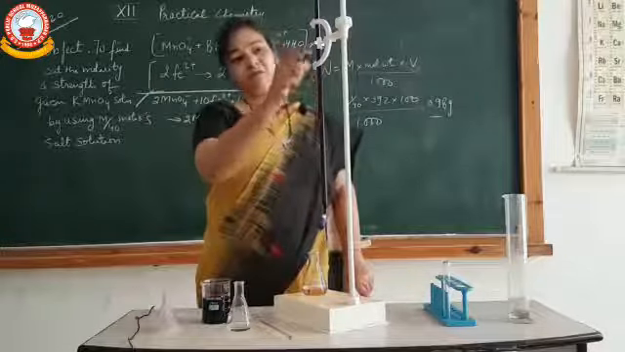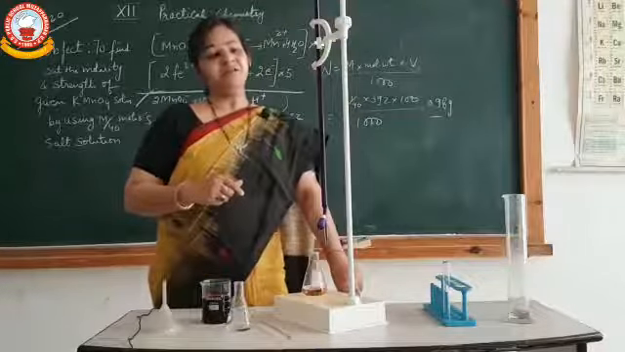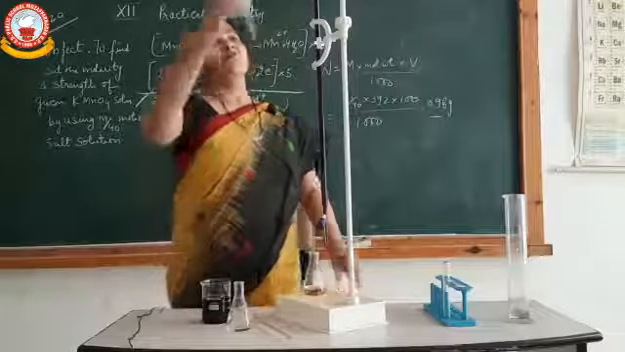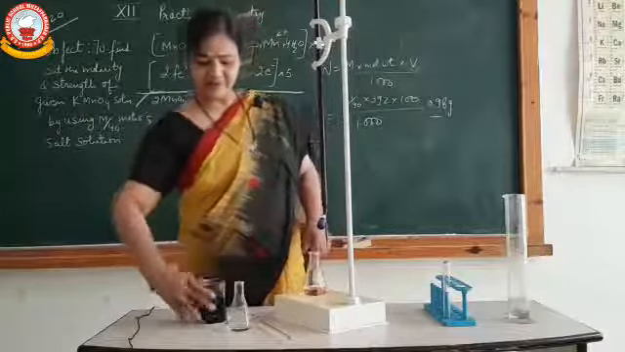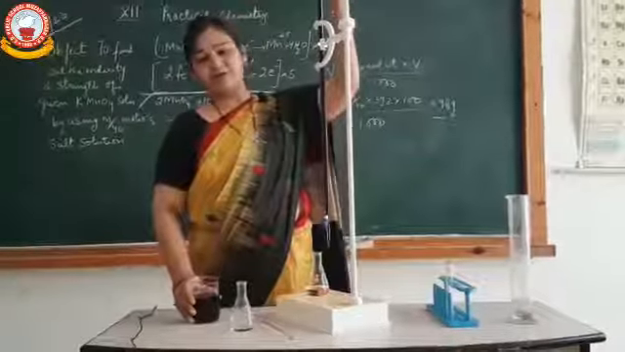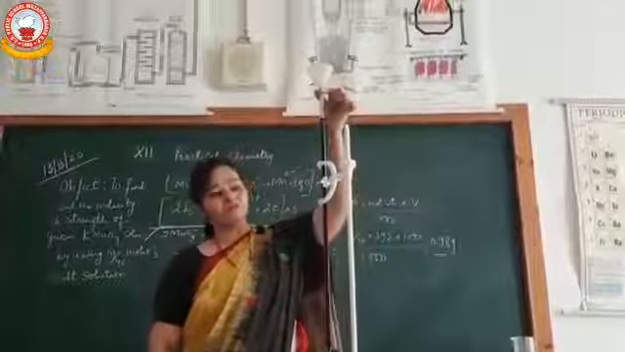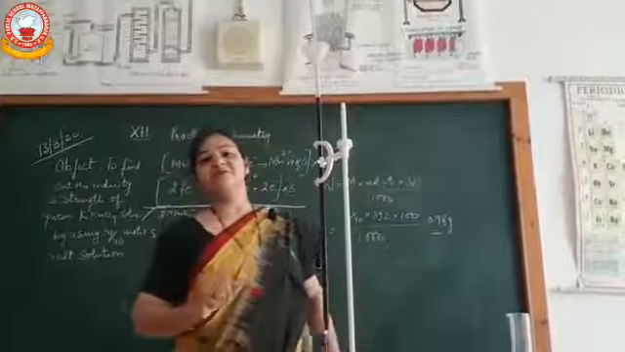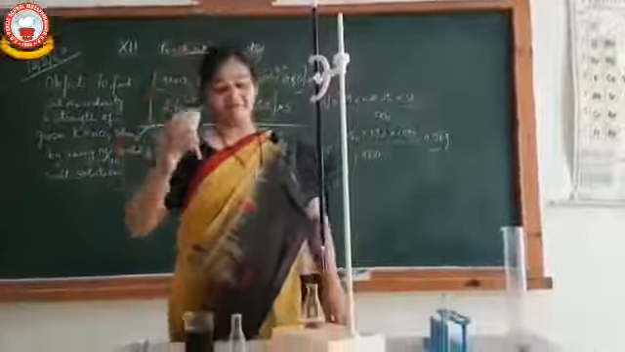First of all, before clamping it in the stand, you will rinse the burette with the help of KMnO4 solution, and then with the help of a funnel you will add KMnO4 solution. I have already filled it with the KMnO4 solution. With the help of a funnel you will add KMnO4 to the burette up to the mark, that is 50 ml, and after that you will remove the funnel from the burette.